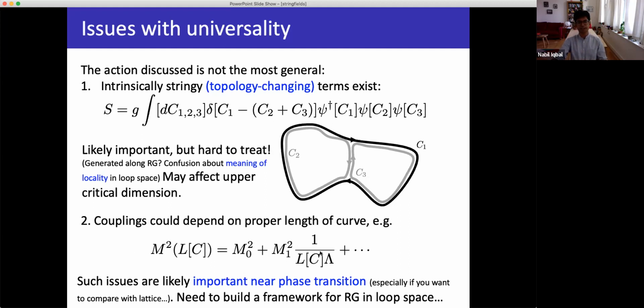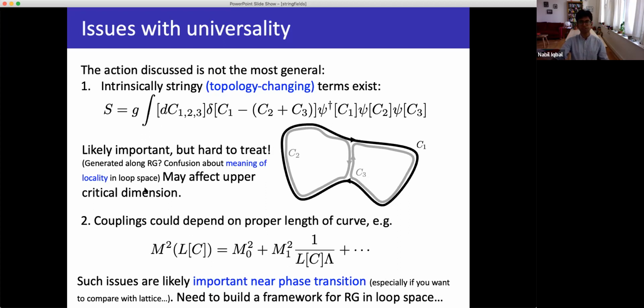These look like they're irrelevant, these couplings, but they could be important at the phase transition, especially if you tune some of these couplings to 0, especially if you want to compare with the lattice. And so we don't know how to control these terms yet. And I think this is something that we need to build some control over.